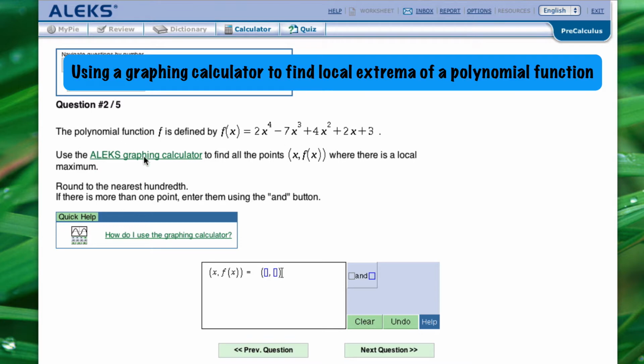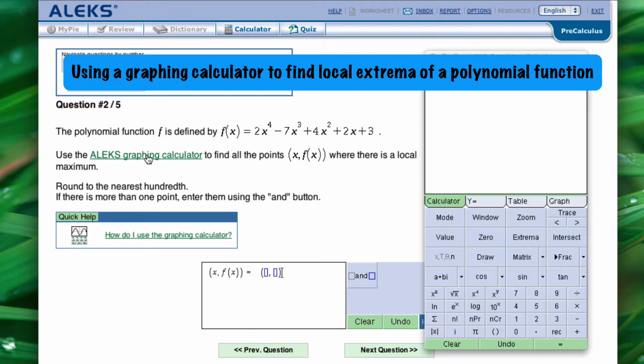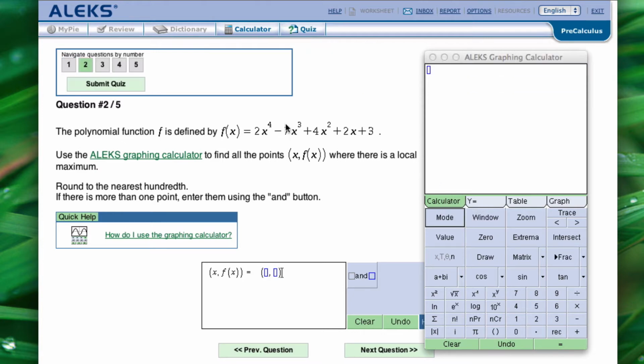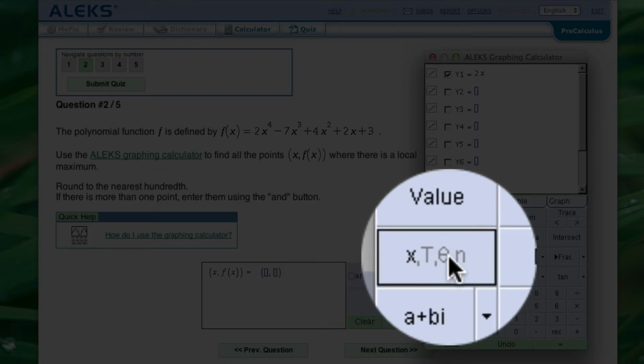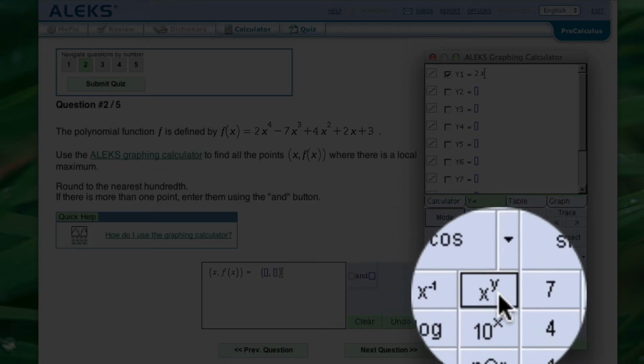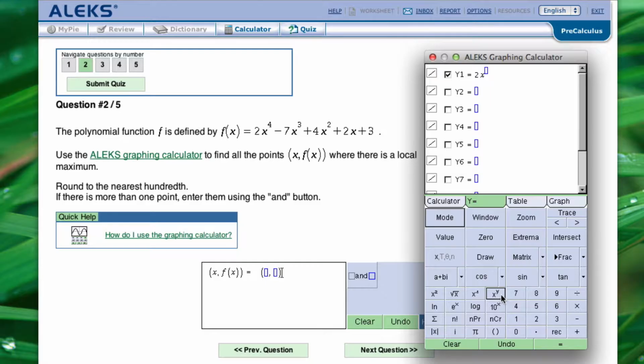All right, so we click on this button for the ALEKS graphing calculator. And then in order to add this polynomial function, we're going to click on y equals. Remember, f of x is like y. That's a function notation. It doesn't mean f times x. All right, so we click on one of these, and we're going to go ahead and enter, click this button for the variable x. We're going to raise that to the 4th power, so we're going to click this x raised to the y power. Push the right arrow so we get out of the exponent.